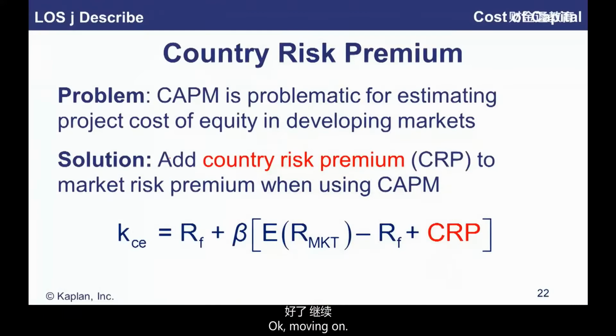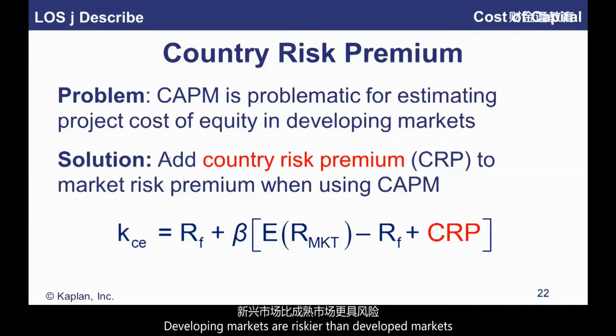Okay, moving on. Another issue we might have. What if we are undertaking a project in a developing market? Then developing markets are riskier than developed markets, and therefore we should take that risk into account as well. So the solution to this is we add a country risk premium to the market risk premium when using CAPM.